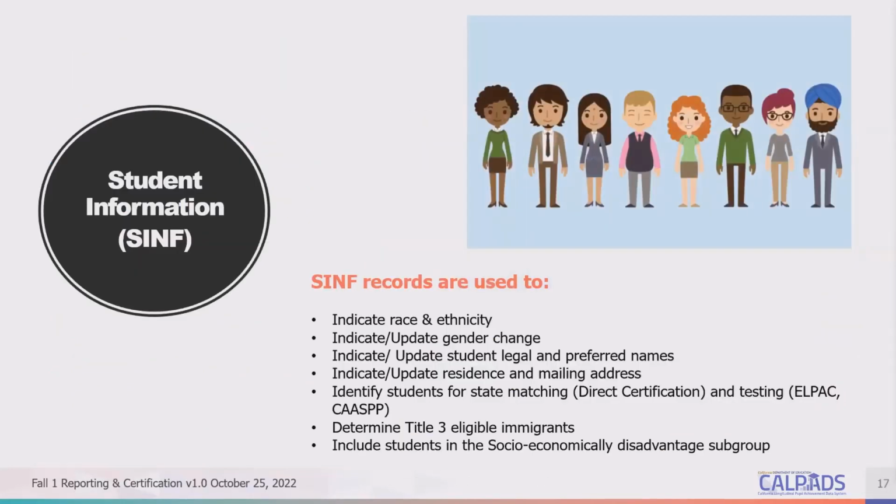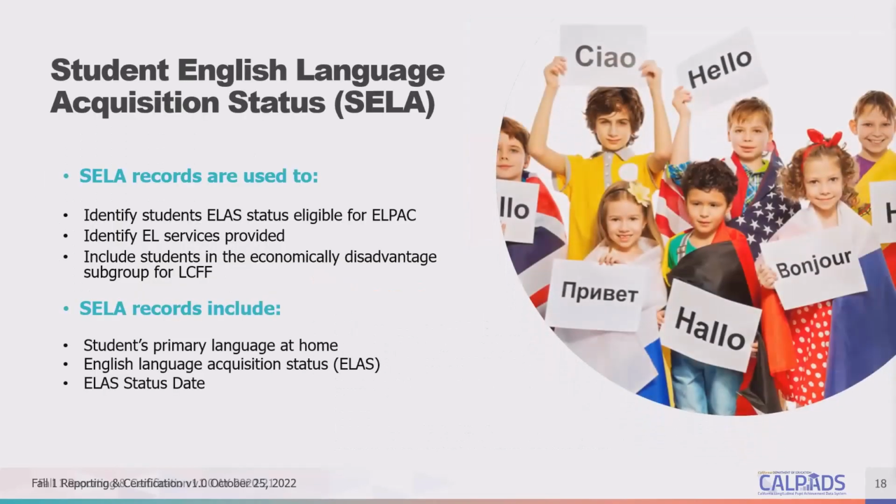Student information records are used to update that demographic information, right? Race, ethnicity, if a student should have a gender change, legal name or preferred name, residence, and mailing address are maintained in the student information. And it's necessary to identify students for direct certification and for testing. And then it's also used to determine Title III eligible immigrants. And then for the federal definition of socioeconomically disadvantaged, the parent ed level is used. You have your student English language acquisition records. That's used to establish EL status for every student.